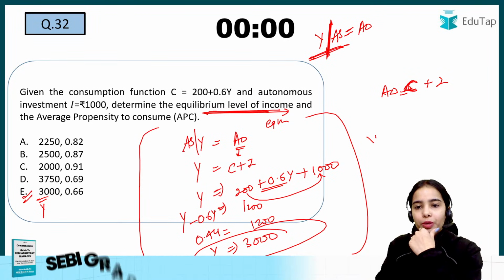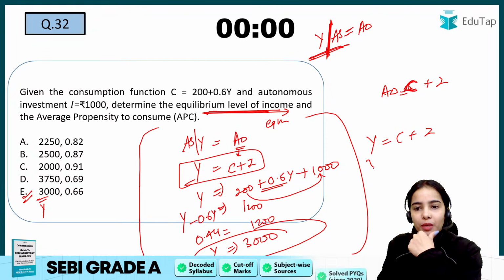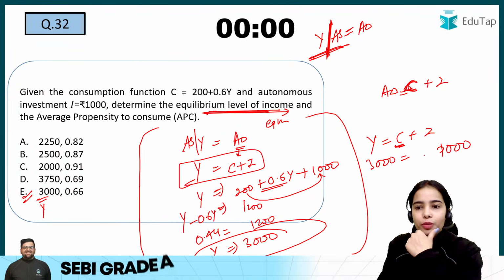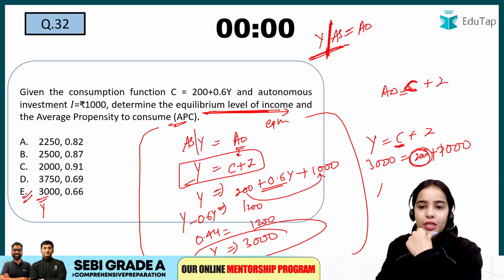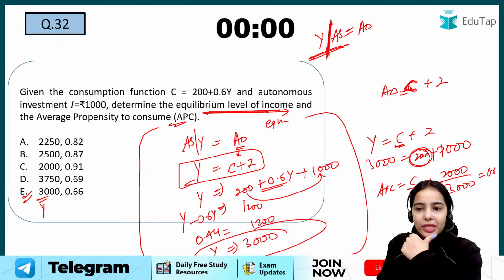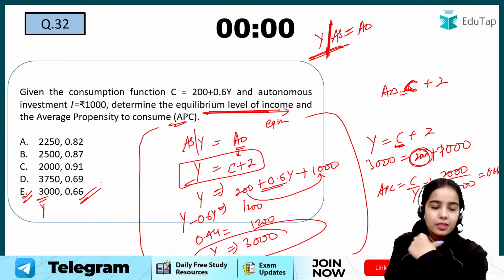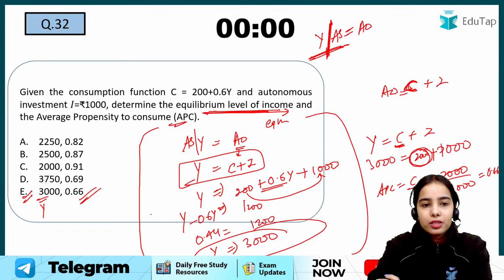Now we have the equilibrium level of income equal to consumption plus investment. So income is 3000, investment was 1000. So consumption is how much? Consumption is 2000, okay? So if consumption is 2000, average propensity to consume is consumption divided by income. So 2000 divided by 3000, that is 0.66. Very good. So this is the question. This is the answer. Okay.